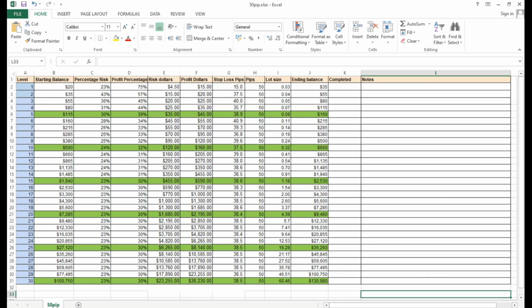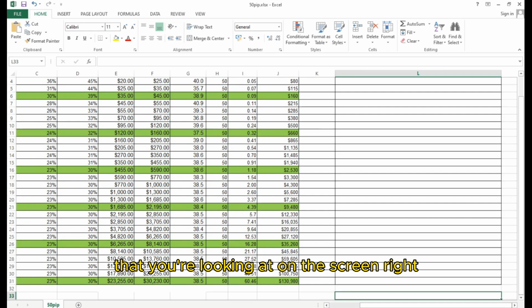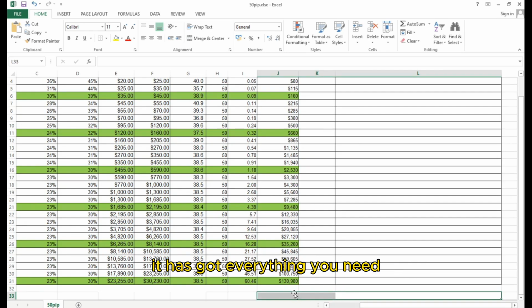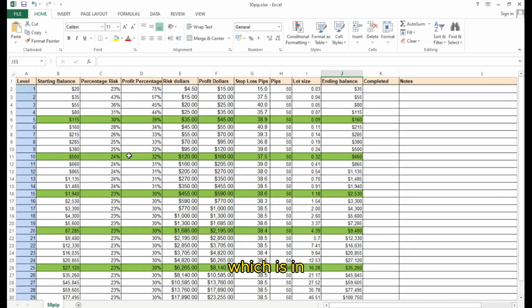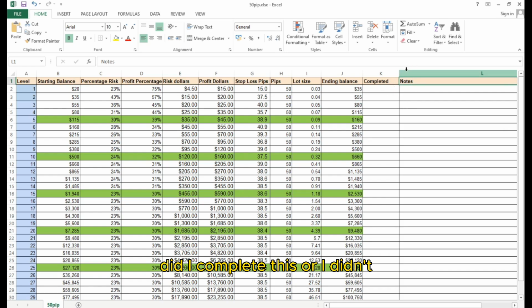This plan that you're looking at on the screen has everything that you need for a forex trading plan. It's got the starting balance, which is in this case $20. It has the percentage risk, the profit percentage, the risk in dollars, the profit in dollars, the stop loss, the take profit pips, the ending balance. And the tab written completed, which allows you to say whether you completed this or not. And the notes side, where you journal your trades: I was scared, I was not scared, I was confident.